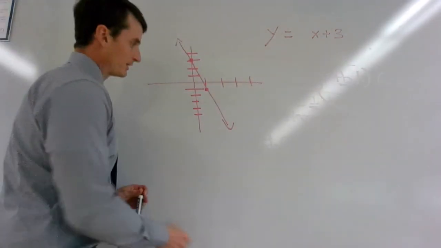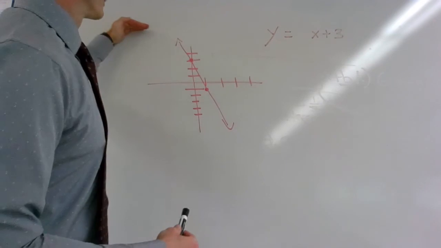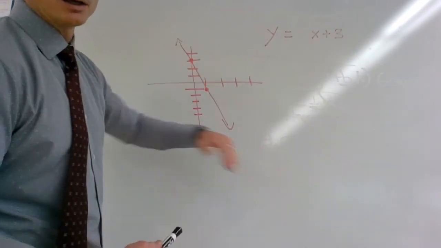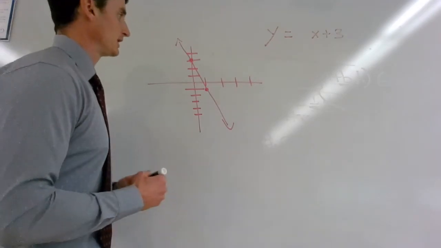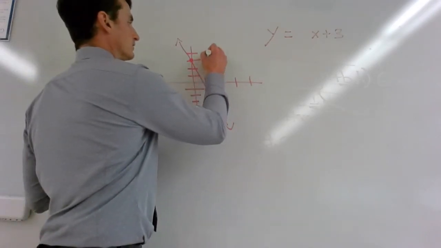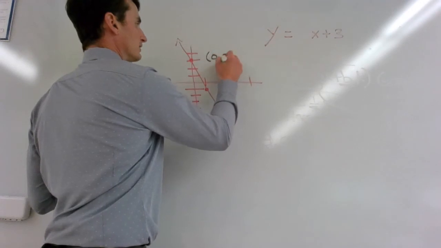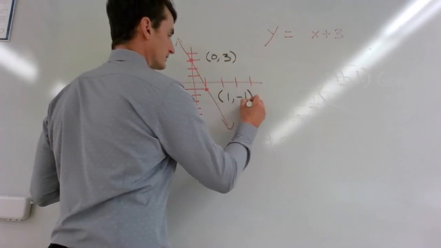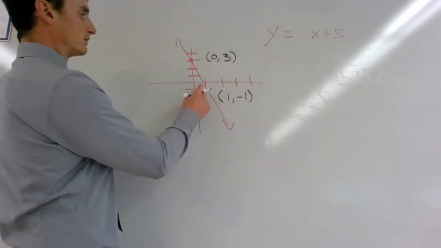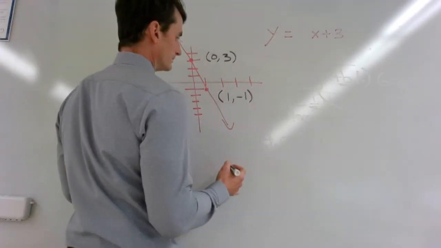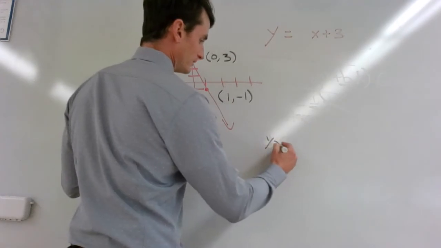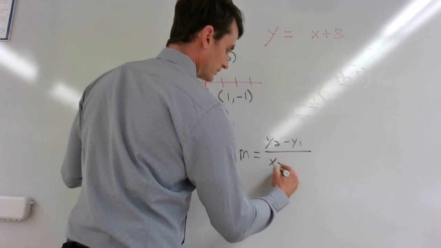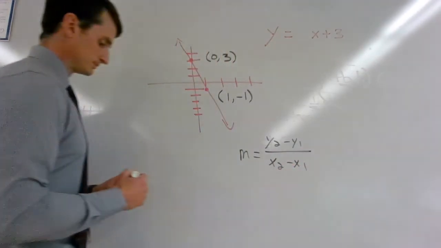Okay? Now I can tell that I'm going to have a negative slope here because as I go from left to right, just like we're reading a book, it comes down. So I know I'm going to end up with a negative. Okay, so we know that this one is located at (0, 3). This one is located at (1, -1). So let's call this the y2 and x2 one. So again, slope equals y2 minus y1 over x2 minus x1.